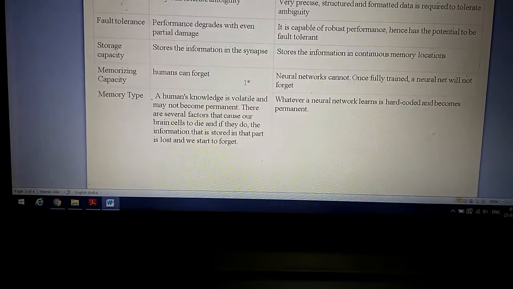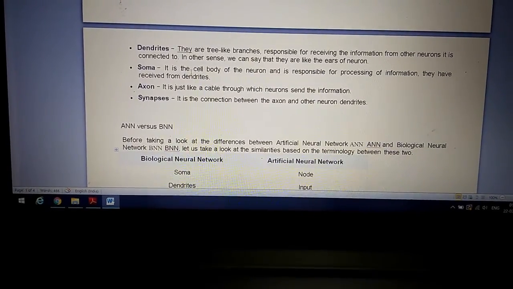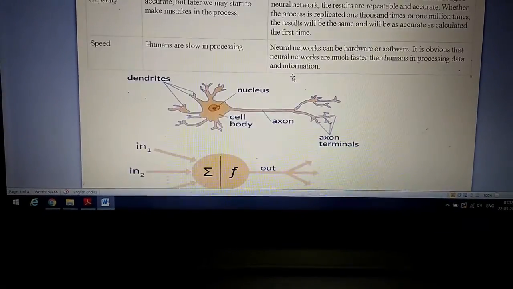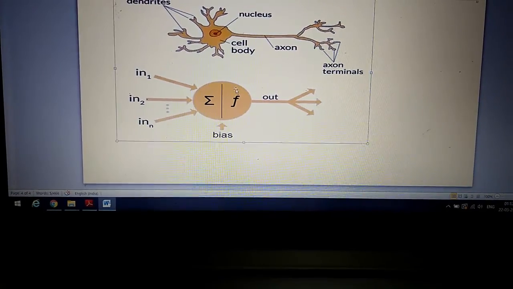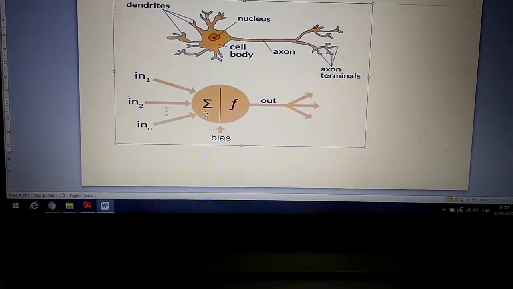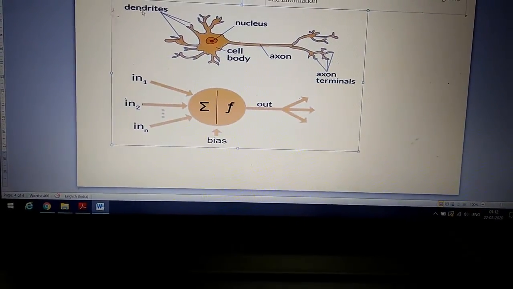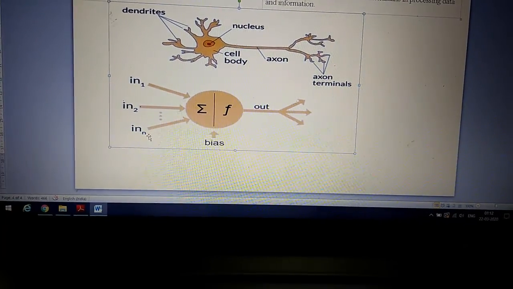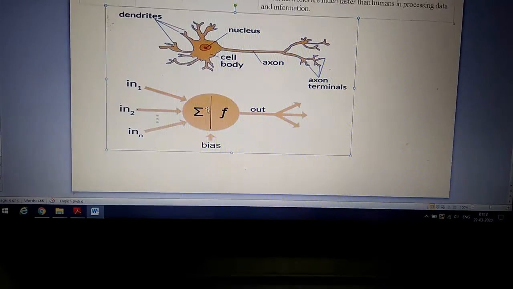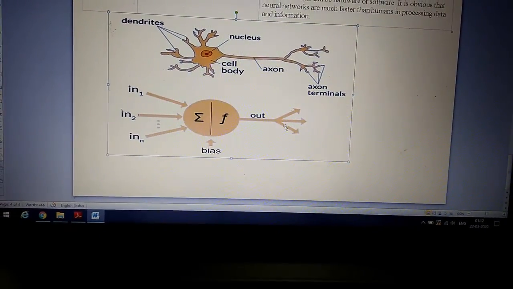Next is the soma. So what is the soma? Soma is responsible for processing of the information. Here it is the bias on which you implement some functions or a summation function, and you get the output. Dendrites are nothing but the inputs. This is the cell body. Here we make it a bias which denotes your nucleus, and you get the output.